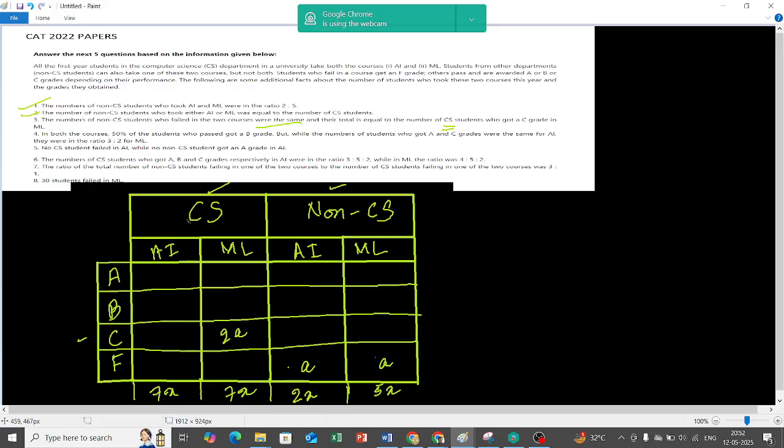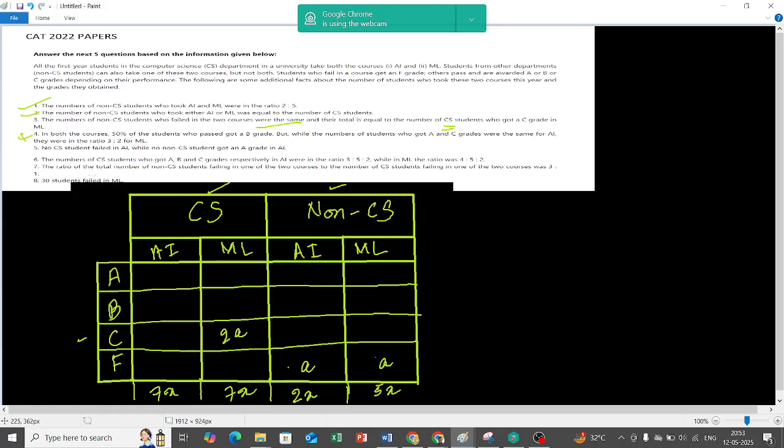In both the courses, 50% of the students who passed got a B grade, while the number of students who got A and C grades were the same for AI, they were in the ratio 3:2 for ML. Now see, it is given in both the courses, so it's talking about total number of students. Now we don't know total number of students, so we will skip option number 4 for now. Why? Because option number 4 talks about the 2 courses, AI and ML together. It doesn't talk anything about the CS and the non-CS. So we will not touch that now.